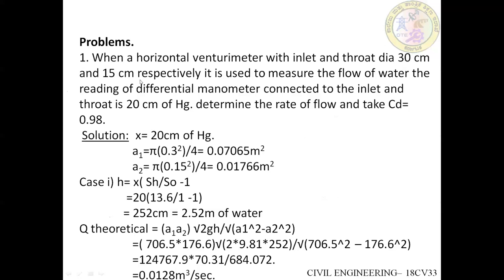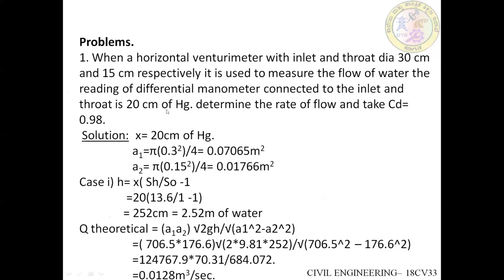The first problem: a horizontal venturimeter with inlet and throat diameters of 30 centimeter and 15 centimeter respectively is used to measure the flow of water. The reading of the differential manometer connected to the inlet and throat is 20 centimeter of mercury. Determine the rate of flow and take CD value as 0.98.